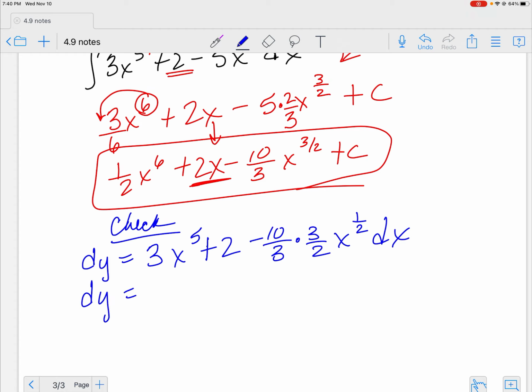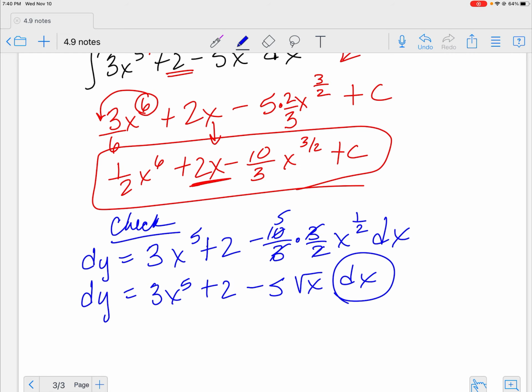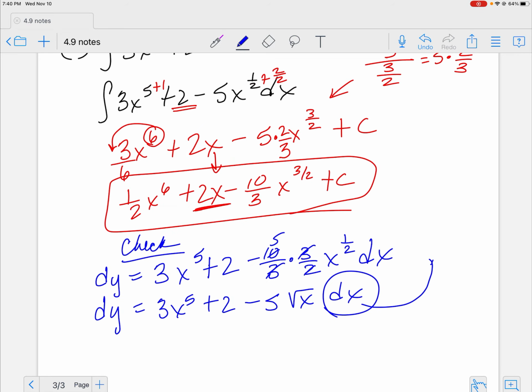So when I clean this up, dy is now equal to 3x to the 5th plus 2. So the 3's cancel. 2 goes in there 5 times. So minus 5 square roots of x dx. That's my differential. All right, so if I'm writing a differential, let me squeeze this back in. You can see where that comes from, right? Okay, and it's back to the same thing. And we know the derivative of a constant here is 0. So the derivative of this constant is just 0, so we don't write that in there.